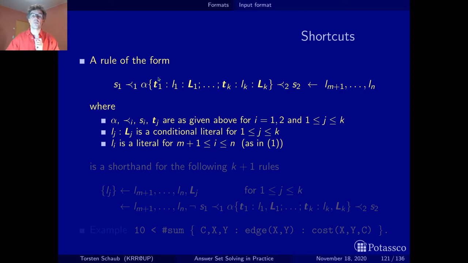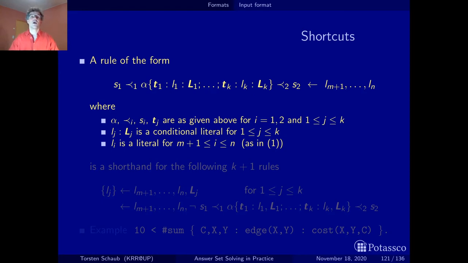The aggregate function is only applied to terms, and these conditions select which terms will be in the set. And then if we found a configuration of elements, if we pick these elements that are between these bounds, then we can choose between these atoms here and either add them or not add them to the stable model candidate. That's the idea. And just to be complete, these are just plain literals here. Okay, good. So again, this is a complex structure, but it will be translated away.